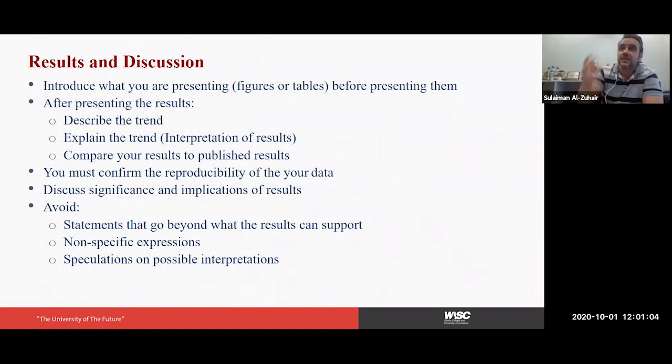The reader cannot suddenly see a graph. Why are you showing it? So you need to show why you are showing the graph, and then you show the graph. After you present the graph, you describe the trend, just what you see.